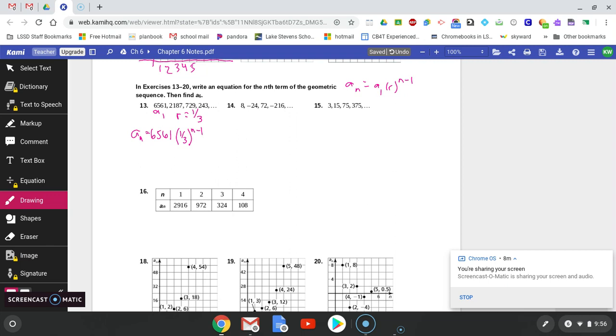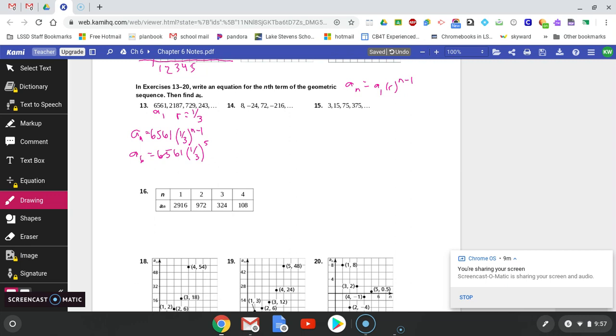So that's my general equation. Then it says it wants you to find the sixth term, so that means I'm looking for a sub 6. So I will plug in a 6 for each of my n's. And if I have 6 minus 1 for my exponent, I'm going to go ahead and just do that subtraction and make it a 5. I can write it as 6 minus 1 and then simplify it in the next step. I'm just going to go ahead and do that subtraction in the first step. And then I use my calculator from there.